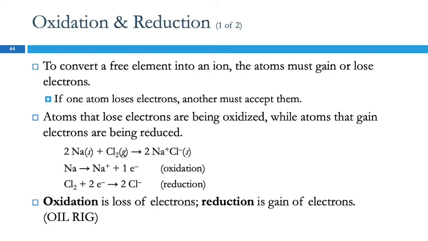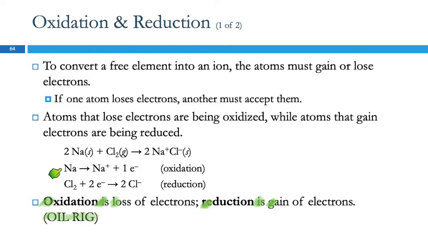Atoms that lose electrons are being oxidized. Atoms that gain electrons are being reduced. And that's one of those things that can be hard to remember. So, OIL RIG. Oxidation is loss of electrons. Reduction is gain of electrons. I teach this stuff every semester, but I don't use it all the time. So when I look at something to see if it's oxidized or reduced, what's going through my head is OIL RIG. Oxidation is loss of electrons. Reduction is gain of electrons. Because if you don't use it all the time, it's really hard to keep straight.